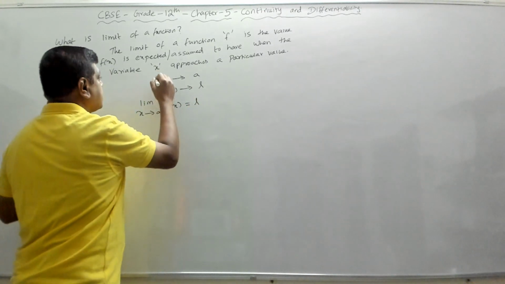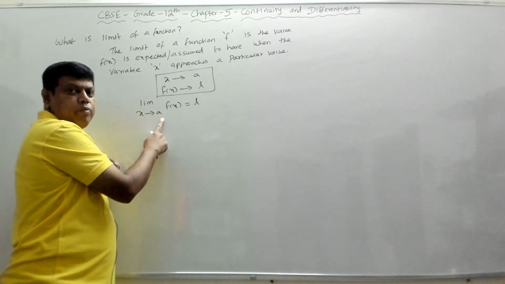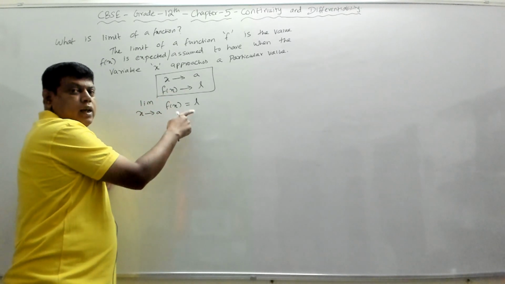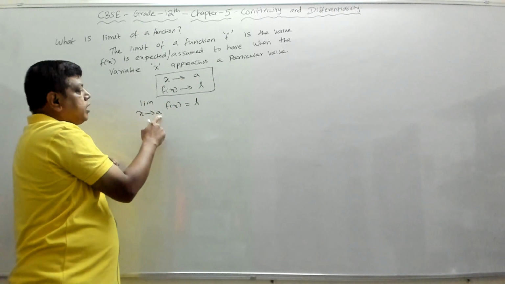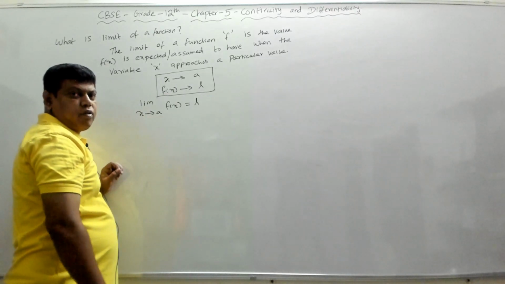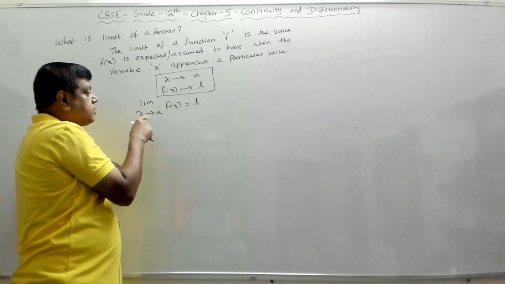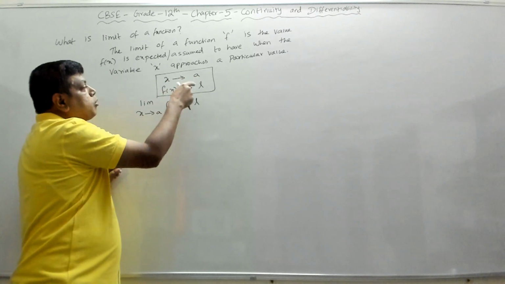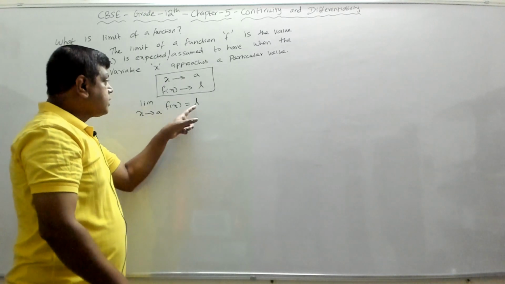In symbols we write it like this, which means when x approaches a, my f of x approaches L. The limit as x goes to a of f of x equal to L means that when x approaches a, f of x approaches L. That is the meaning of this. And this L is called the limit of the function.